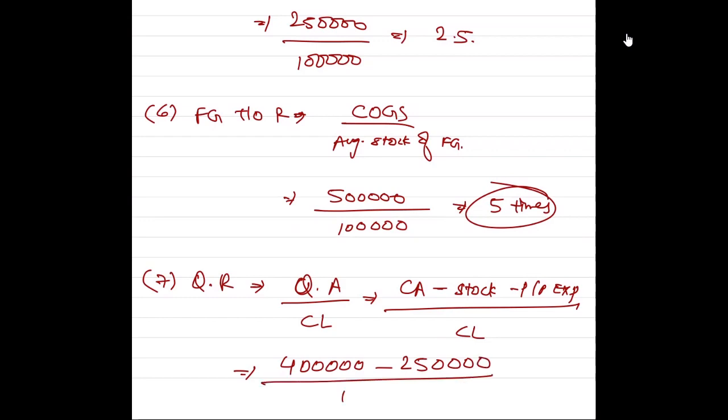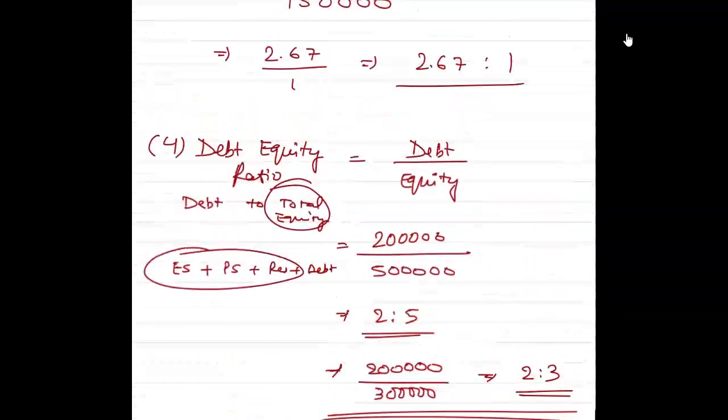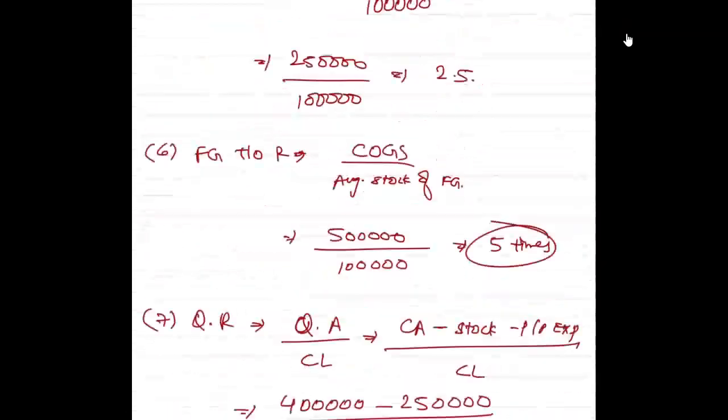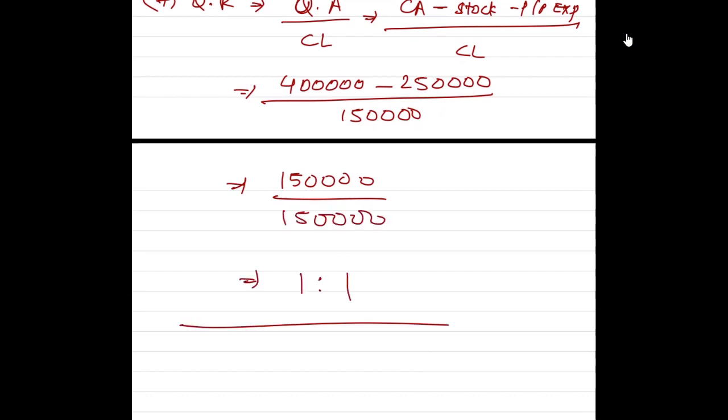Current liabilities will be the same 1,50,000, which was earlier calculated in the current ratio. So this would be 1,50,000 in the numerator divided by 1,50,000 in the denominator, that is 1:1. That was the last part which we needed to calculate. So that was all with regard to this chapter.